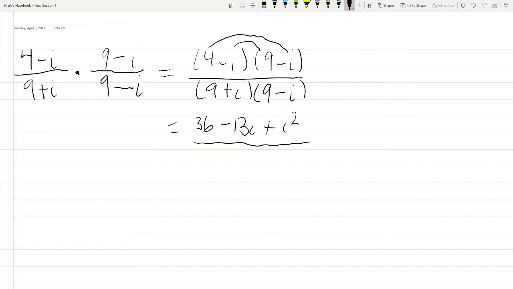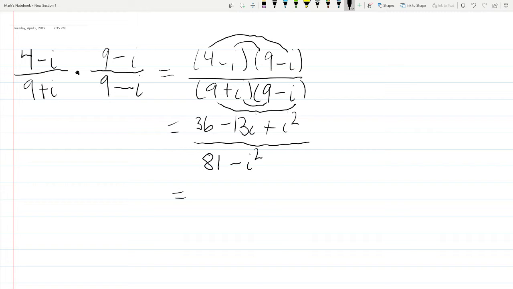Okay, and then on the bottom, we'll have 9 times 9 is 81. Then we have a 9i and a minus 9i from the outer and the inner terms, and those will cancel each other out, make a 0. And then we have plus i times minus i gives us minus i squared.